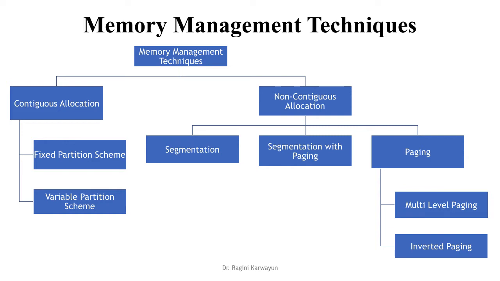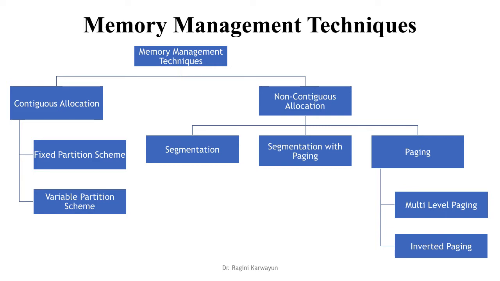In fixed partition scheme, the main memory is divided into different size partitions, but these partitions are fixed. That means each partition has a different size, but it is fixed. If memory is divided into 6 partitions, it will always remain 6 partitions, whereas in variable partition scheme the entire memory, the user area, is available for allocation, and the partitions are not fixed.